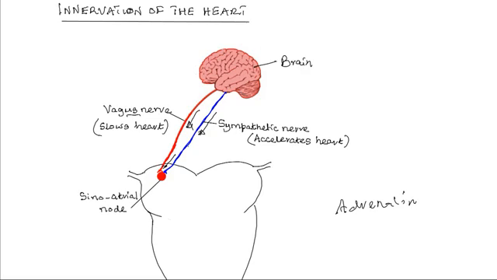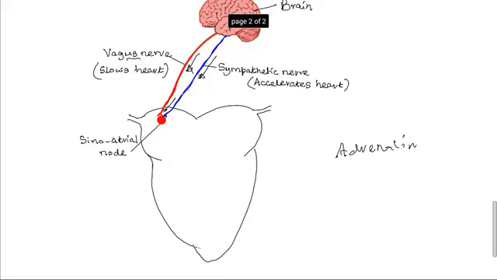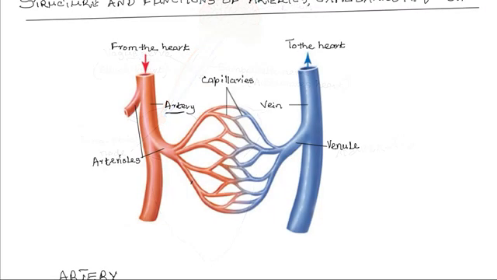Structure and functions of the blood vessels. The main blood vessels are arteries, veins, and capillaries. Arteries transport blood from the heart, and each artery divides to form smaller blood vessels known as arterioles. So from the heart, there's a main aorta that divides into various arteries taking blood to different parts of the body, and then each artery divides into arterioles. The arterioles divide further to form the capillaries.